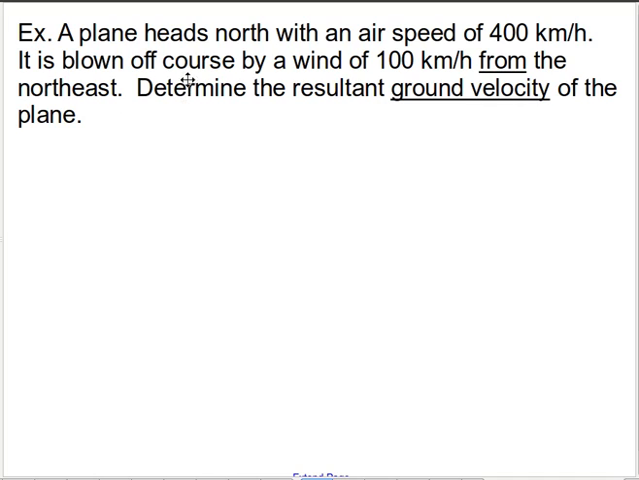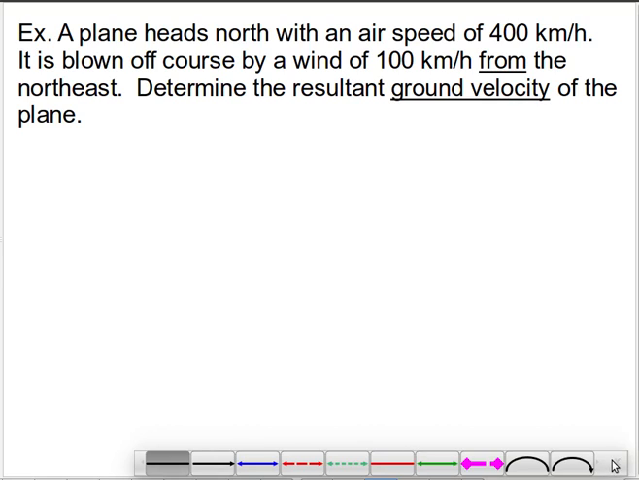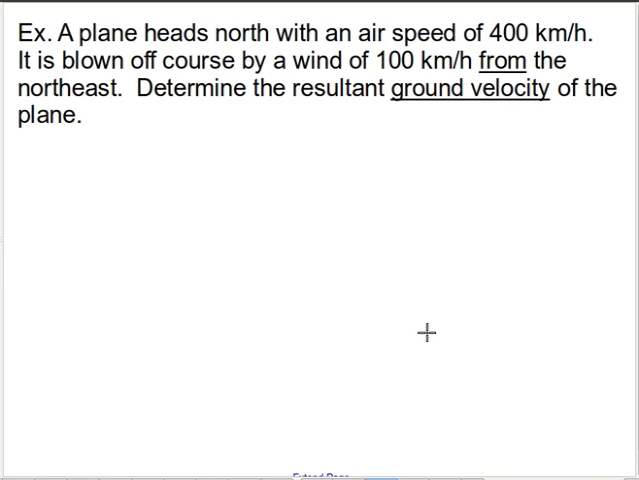The first one: we've got a plane heading north with an airspeed of 400 kilometers per hour. It is blown off course by a wind of 100 kilometers per hour from the northeast. When we talk about wind direction, it's a place where students quite often find it confusing because, to be honest, it actually is confusing. The conventions for describing wind direction are counterintuitive. So on an upcoming page, I'm going to talk a bit about that.